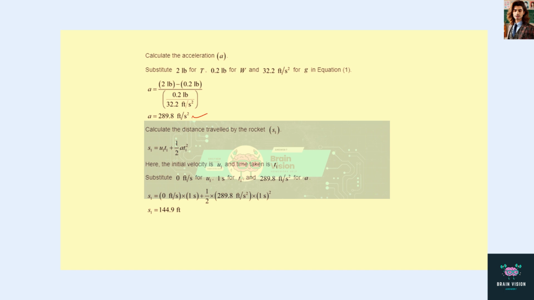So we're using Newton's equation. Okay, S equals ut plus half gt squared. Okay, so just put in everything. You get S1, distance traveled by the rocket, to be 144.9 feet. Okay, so that's S1.